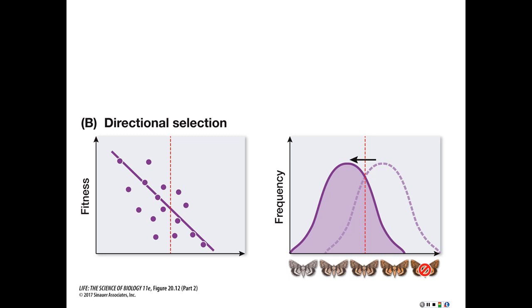In other words, we're going in one direction or the other. So in this case, we are having directional selection towards a lighter colored phenotype. But it could have been going the other way, and that still would have been considered directional selection. We're going in one direction towards one extreme or the other.